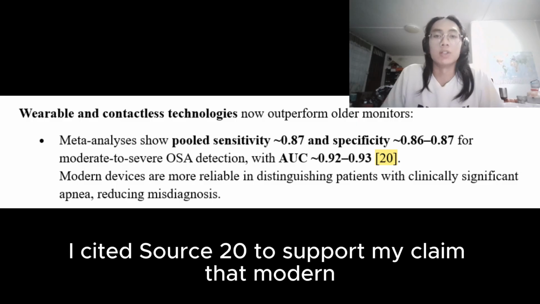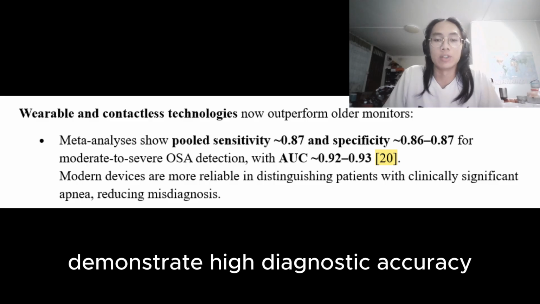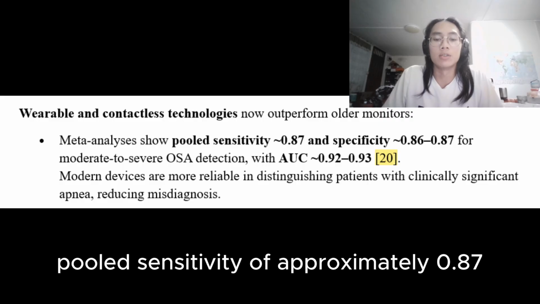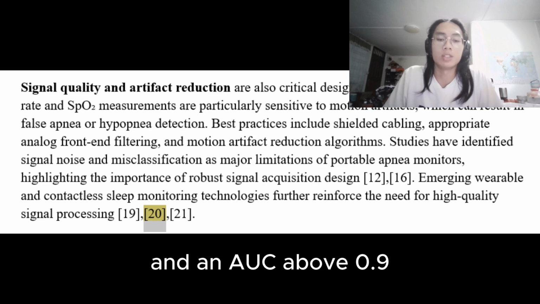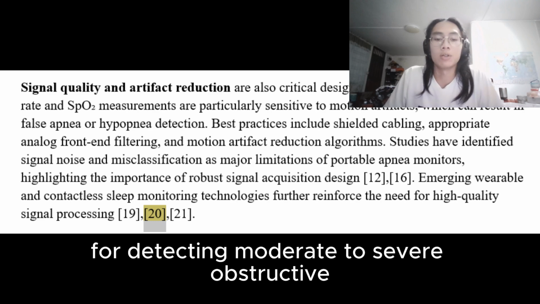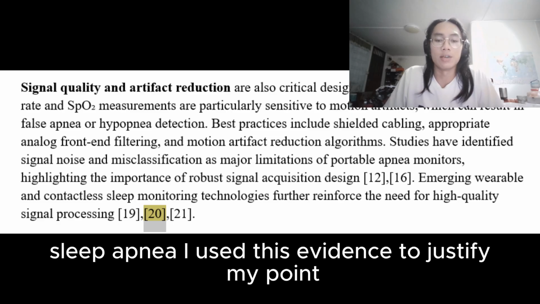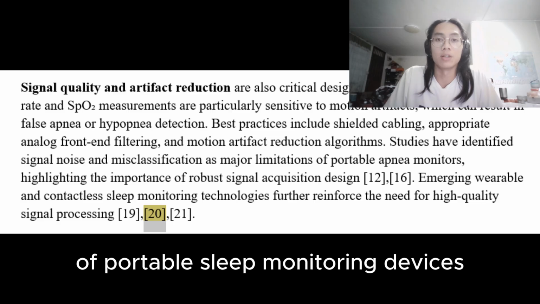I cited source 20 to support my claim that modern wearable and contactless sleep monitoring technologies demonstrate high diagnostic accuracy. Specifically, the meta-analysis reported pooled sensitivity of approximately 0.87, specificity around 0.86 to 0.87, and an AUC above 0.9 for detecting moderate to severe obstructive sleep apnea. I use this evidence to justify my point that newer technologies are improving the reliability of portable sleep monitoring devices.